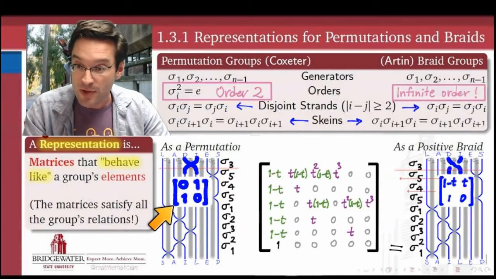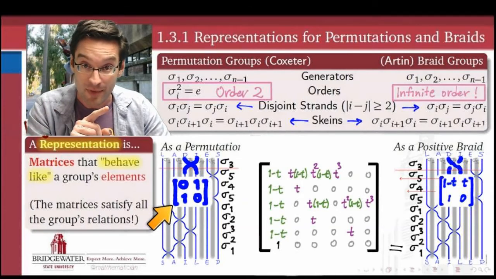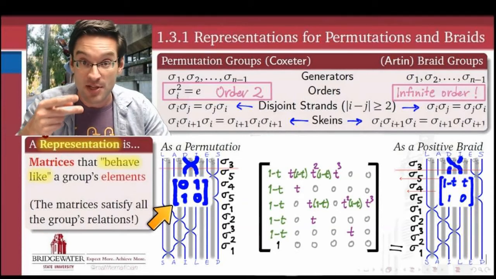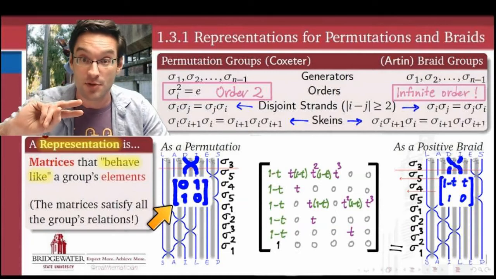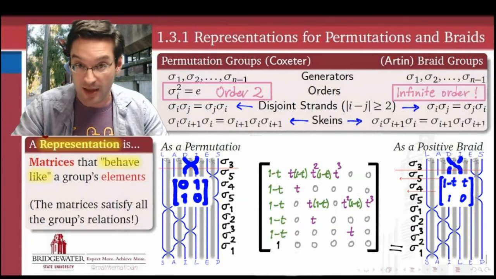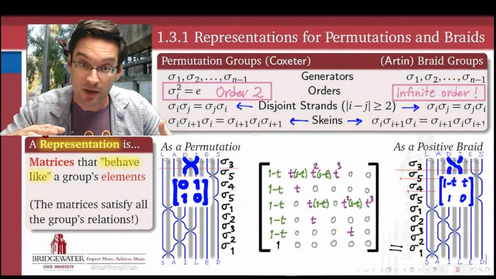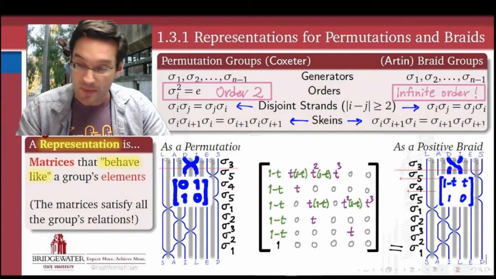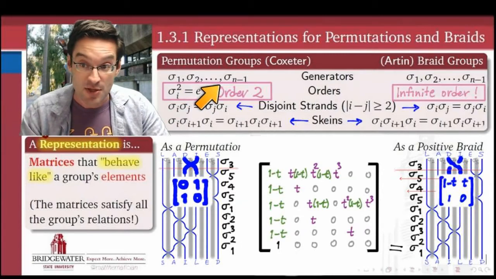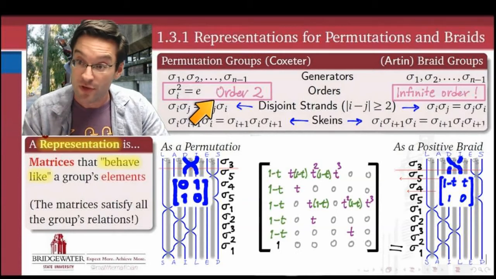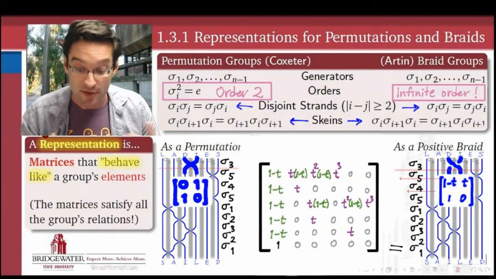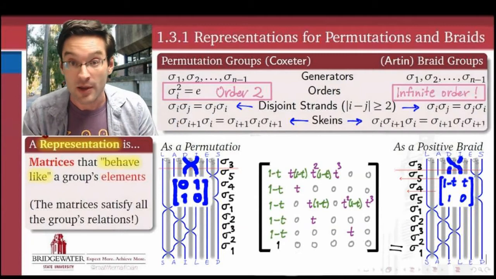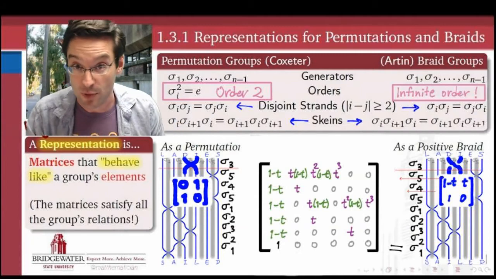To do that, we use this magic 2x2 block matrix 0, 1, 1, 0. Because after all, the action of that matrix on a pair of coordinates is it just transposes those two coordinates. And when we place it in the context of a larger matrix on a block diagonal, we can create n by n matrices that act just like these generators do. They have order 2, and they satisfy the disjoint strand and skein relations, just like the generators do in the Coxeter representation of the permutation groups.